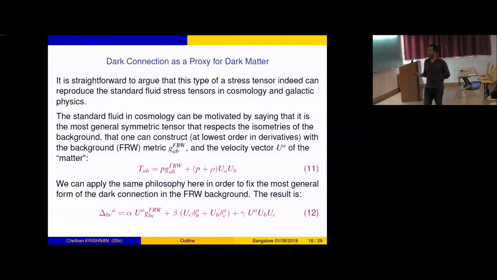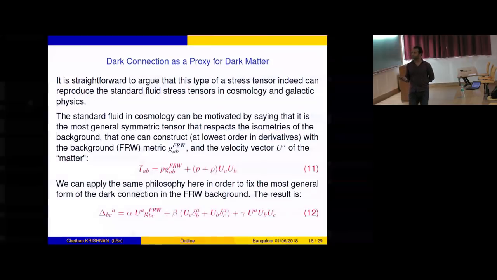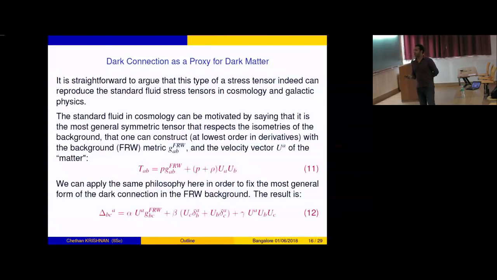The way we will do it is that in standard fluid cosmology, we can motivate the existence of this stress tensor having this form just by going to the co-moving frame and demanding that the symmetries are satisfied. That's one way we can get to this form. So P and rho will have to be scalars, and that's it. And we can apply the same thing in the co-moving frame for this Dhar connection, and this is the most general form that you can have.